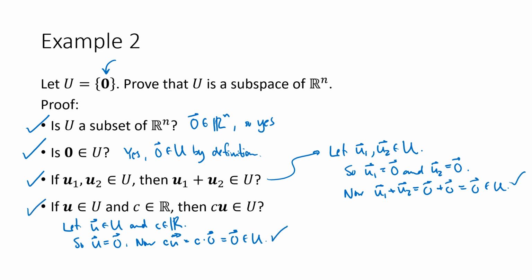So this is a little bit of a strange example because our set only had one single vector in it, but when that single vector is the 0 vector, this again turns out to be a subspace.